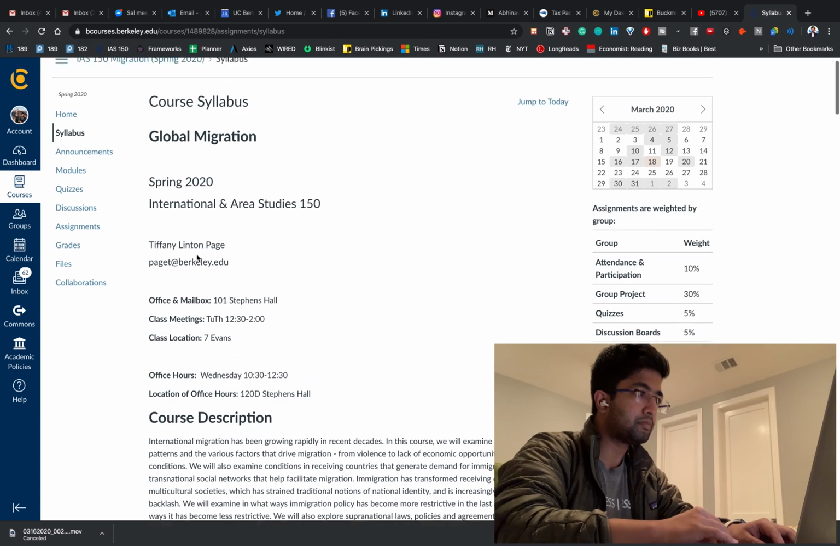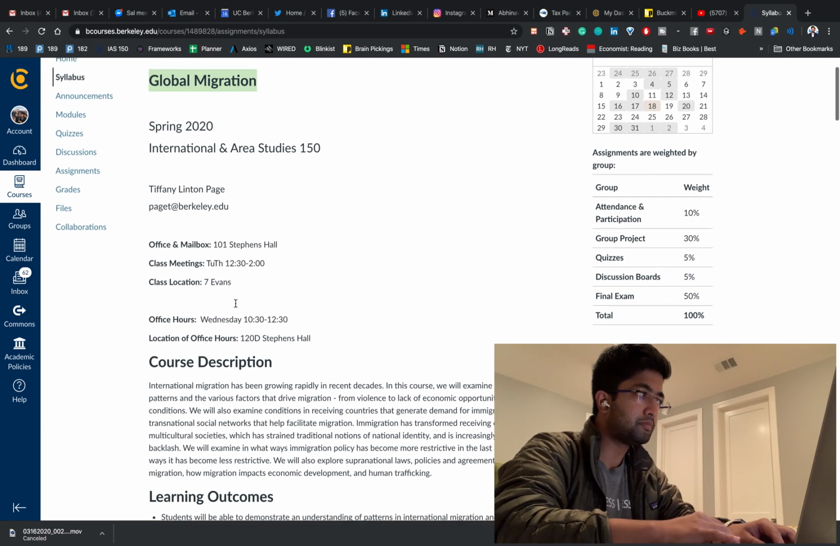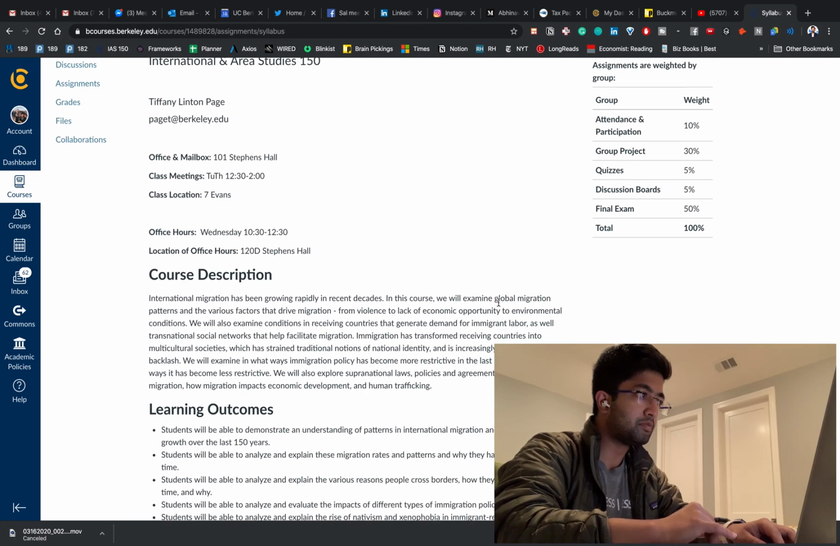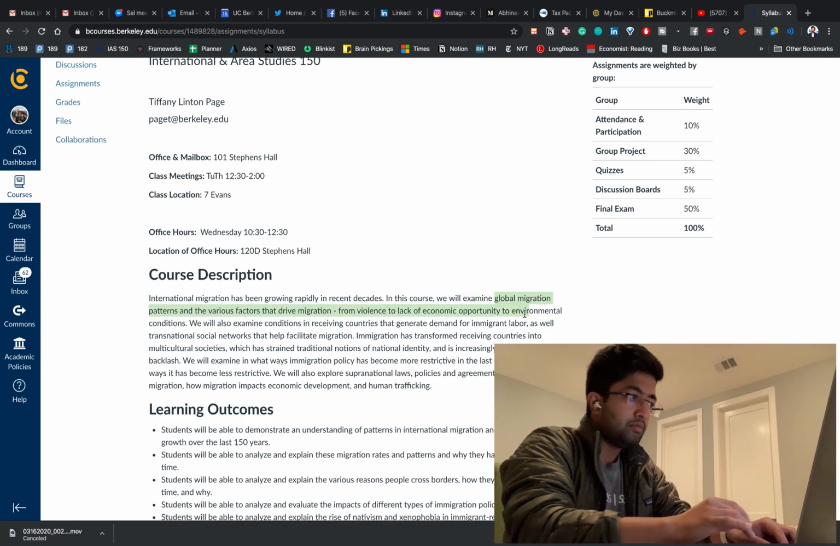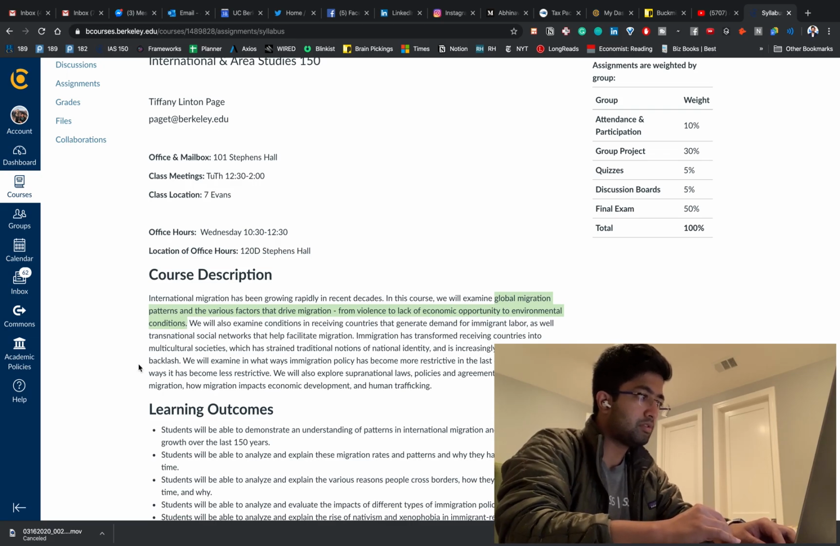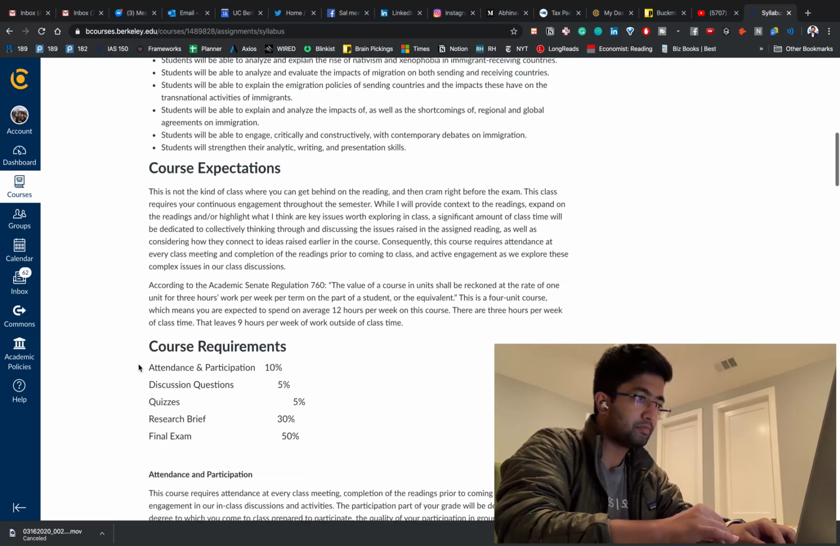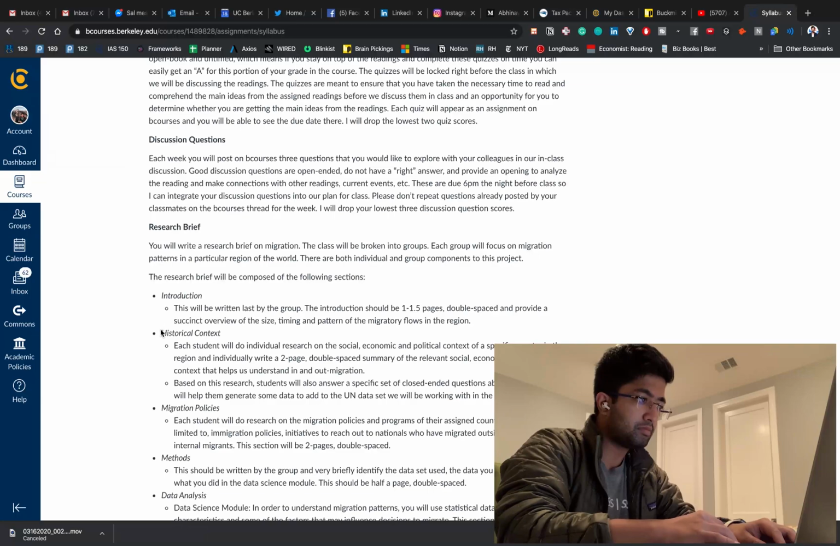So this project is from a class on immigration that I'm taking this semester. Essentially in this course, we look at global migration patterns and the various factors that drive migration, from violence to lack of economic opportunity to even environmental conditions. So in this project, I have to write the historical context, which as you can see is pretty involved, especially when I haven't kept up with the course readings at all.